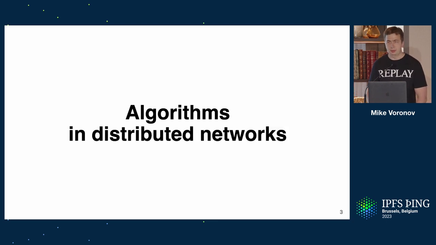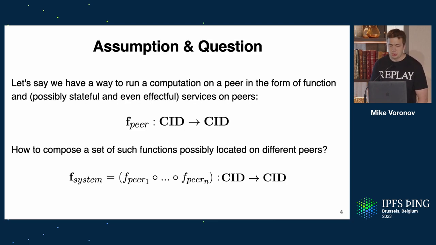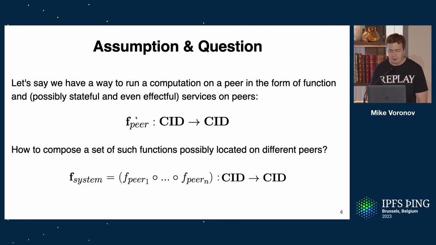So let's start with the algorithms and the assumptions and questions. Let's say that we have a way to run computation locally on a peer, in the form of a function or a service. And let's say that this is a function from some inputs to some outputs. Here I denoted them by CID, but it doesn't matter. It's just a way to type arguments and outputs. Let's say that we can solve this problem. For example, we can use WebAssembly, we can use Docker, whatever.